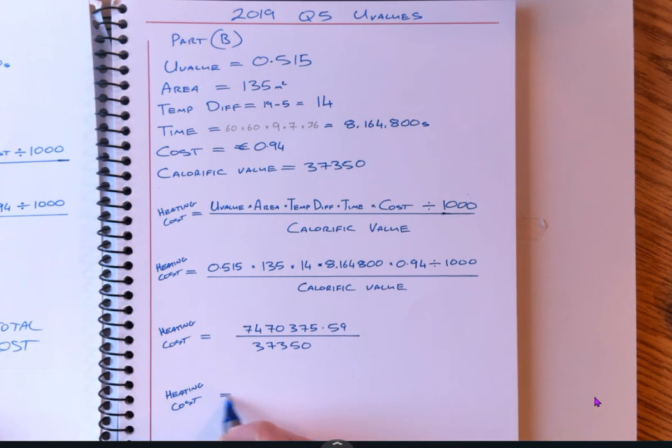the heating cost is 200.01, and that measurement is in euro. So the cost to replace the heat lost through the walls for the year is 200 euros and 1 cent. That is our final answer.